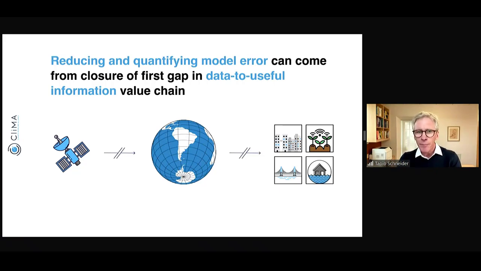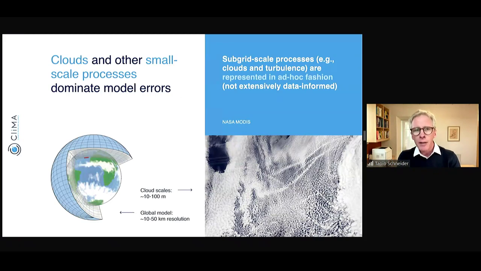But I think reducing model errors needs to come through filling this first gap in the value chain between models and data. The big problem in climate modeling are small-scale processes, for example, clouds. The dynamical scales are 100 meters or so. The microphysical scales are at nanometers, but the model resolution is, well, maybe going toward 10-kilometer resolution, but it's a far cry from what we need to actually resolve these uncertain processes that lead to large-scale biases, like the large-scale biases in precipitation distributions that I showed you before.